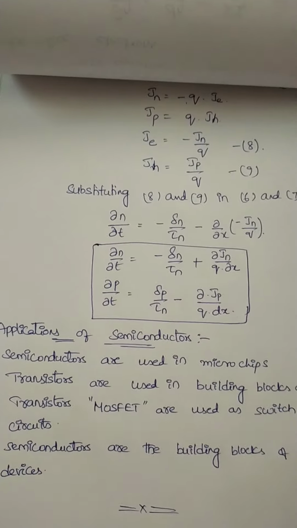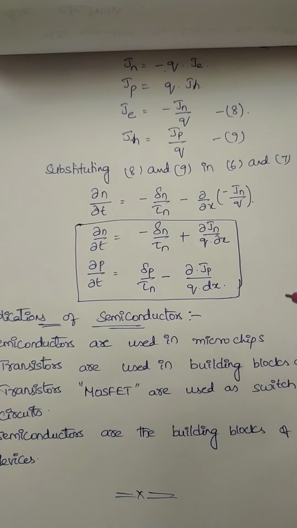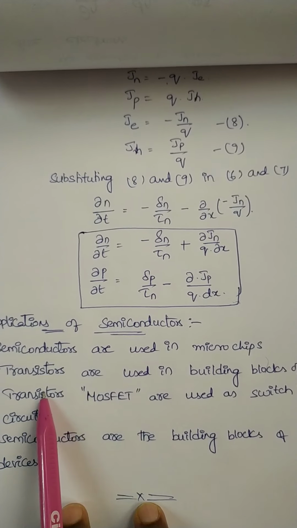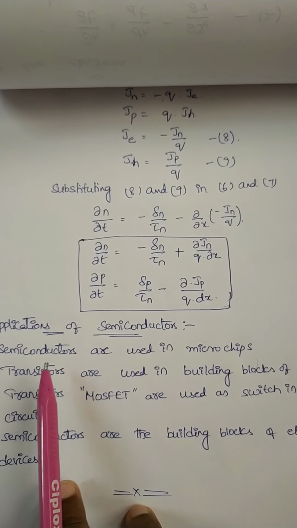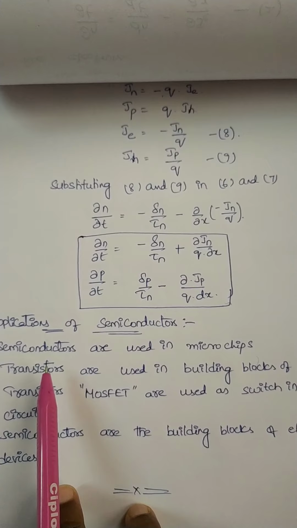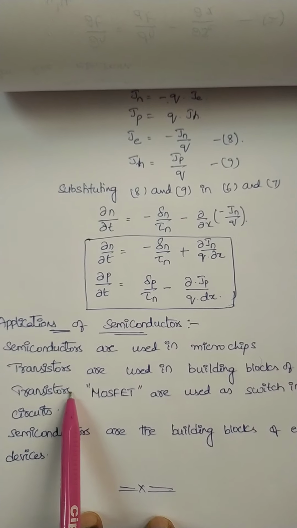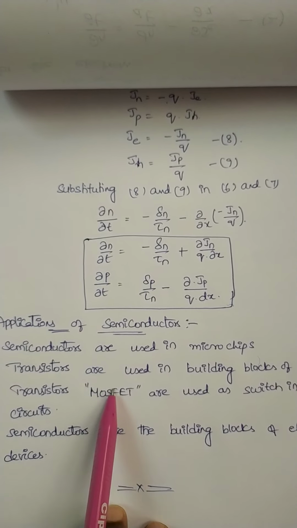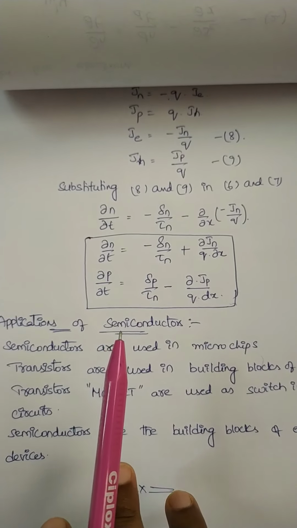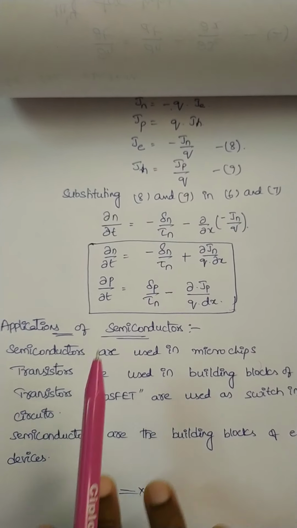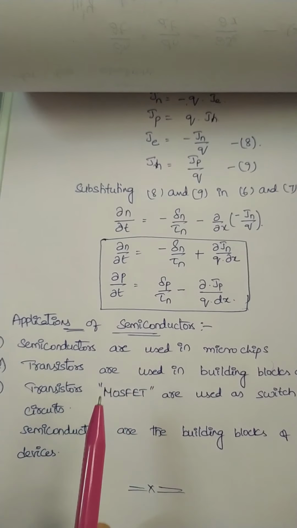Now, what are the applications of semiconductors? Semiconductors are mainly used in microchips and as the building blocks of logic gates, since semiconductors give us transistors. Semiconductors are the building blocks of electronic devices, and transistors are used for logic gates and also the MOSFET. The MOSFET, a field effect transistor, is used as a switch in electrical circuits. With that, we have completed the semiconductors chapter, which is Unit 4.